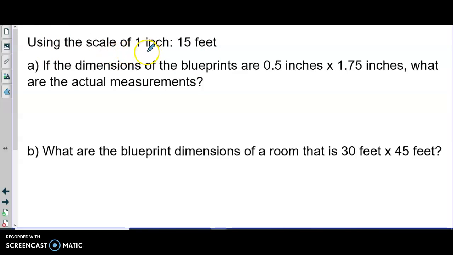Using the scale of 1 inch is 15 feet, if the dimensions of the blueprint are 0.5 inches by 1.75 inches, what are the actual measurements? So using our scale, it says 1 inch is 15 feet. So we're just going to multiply each of these by 15 to get our actual measurements. So let's go to our calculator.